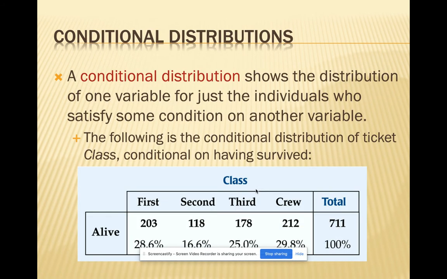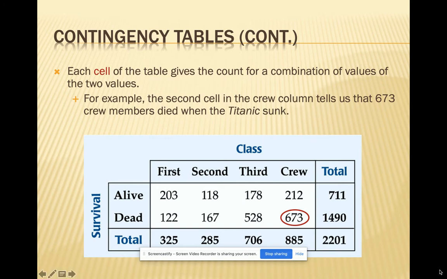Okay. Many times we're interested in a conditional distribution, and that's where we narrow our focus. Instead of looking at all 2,201, we might look at all 711 people who were alive, all 1,490 who died, and look at how the percentages fall across the different classes of either ticket or membership in the crew. In both scenarios. We could also do the same thing going by class.